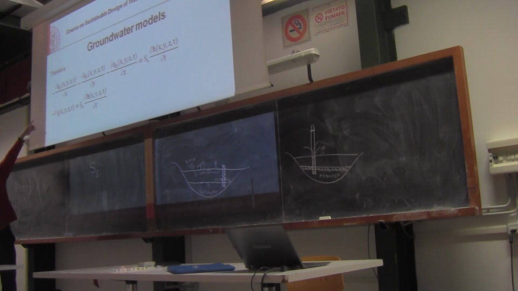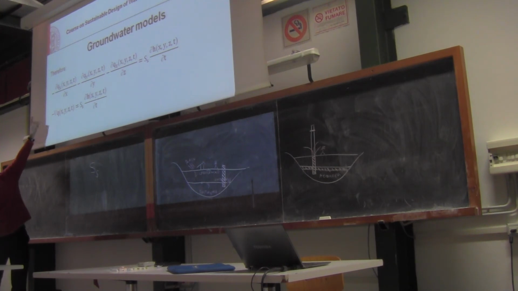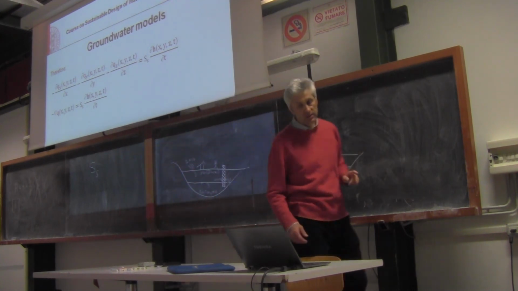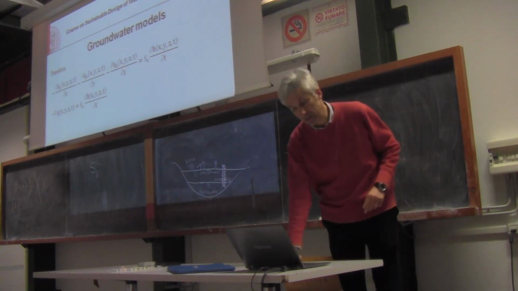Anyway, this is the operator, the nabla operator, that takes the three derivatives along the three directions. It's an operator that takes the three derivatives along the three directions of q, and sums them. So minus nabla q is given by SS times the change in time of the hydraulic head. It's not yet the divergence, it will become divergence later.